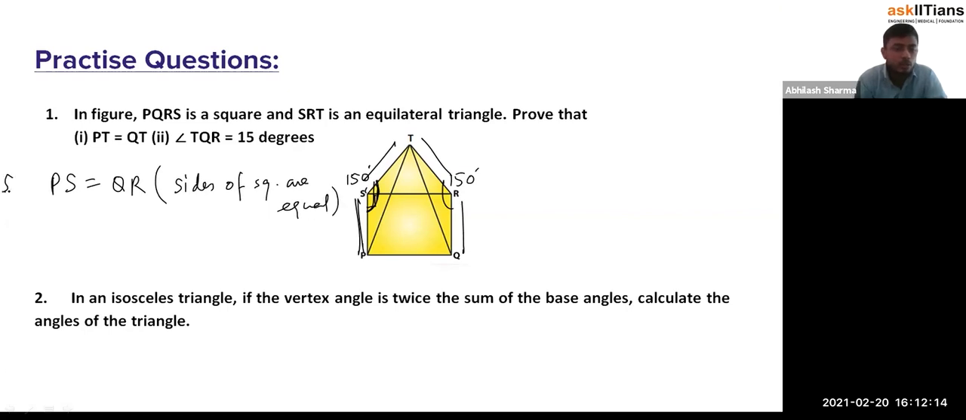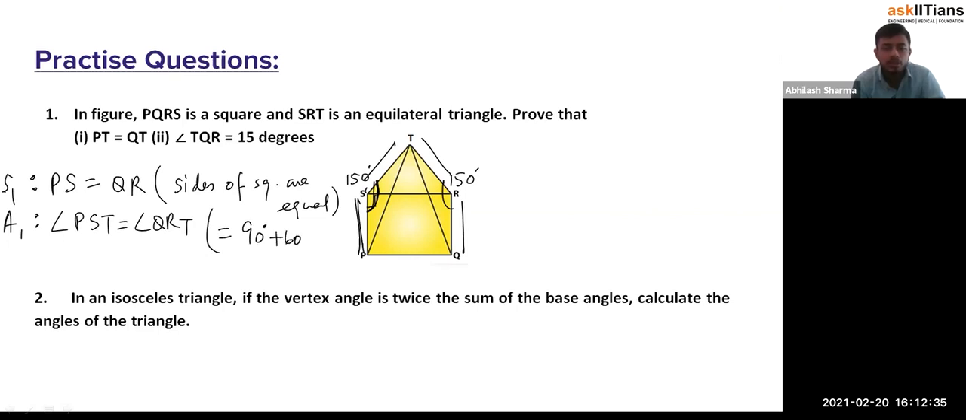Then we will talk about the angle. Which angle will we talk about? Angle PST will be equal to angle QRT, and what will we say as the reason? Not the same reason, we'll say both are equal to 90 degrees plus 60 degrees, equal to 150 degrees. Finally, the side we will talk about is TS equal to TR.